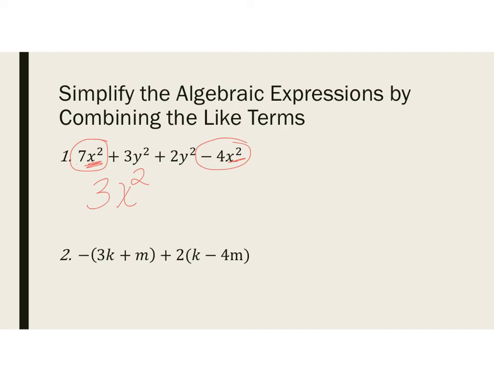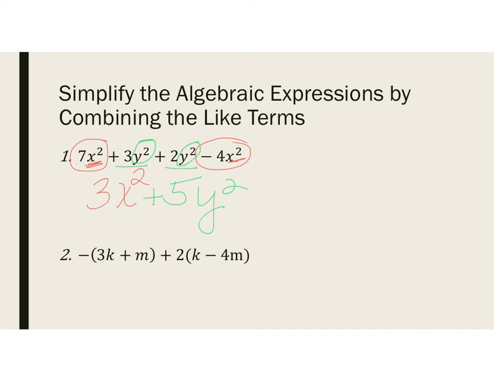Alright, our next term has a y squared. And if you'll notice right here, this term has a y squared also. So they are like terms because they both have a y squared. So what makes them the same, the y squared, stays the same. And you do the math with the numbers in front. 3 plus 2 is 5. So there's your expression simplified.